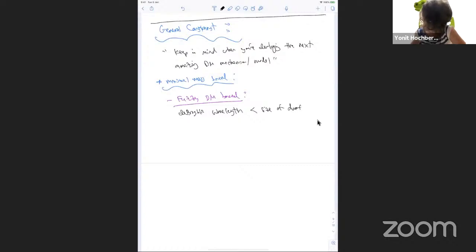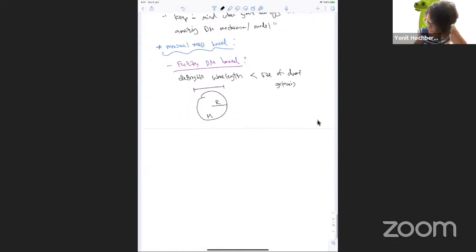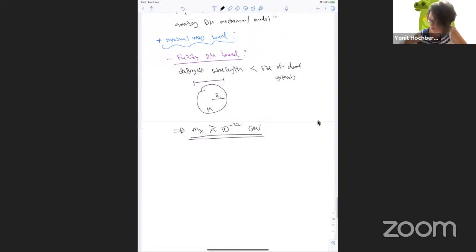and in particular the size of the smallest galaxies. So it's actually governed by our dwarf galaxies. Okay, so think of here's my galaxy. It has some radius and some mass, and my de Broglie wavelength better be contained over there. Otherwise, I wouldn't be observing this halo. And so the bound that you get from this is that the mass of dark matter has to be larger than around 10 to the minus 22 GeV. Okay, so this is the first bound on the mass, and this bound is true regardless of the nature of dark matter.